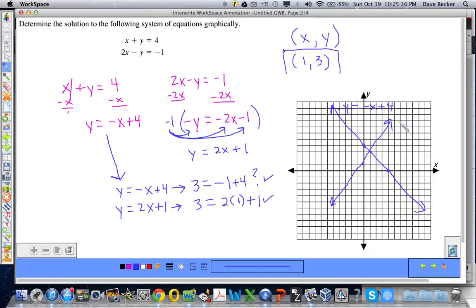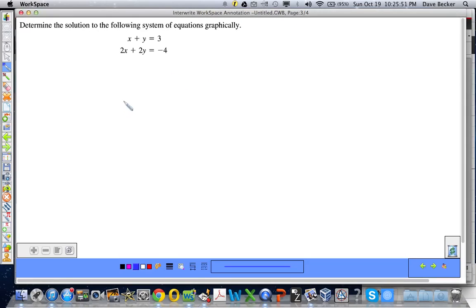And I just label it y equals 2x plus 1. And then label the point of intersection (1, 3), and I am happy. And you are done with that. Okay, all right. So next, we have to do this. See if there's a solution.